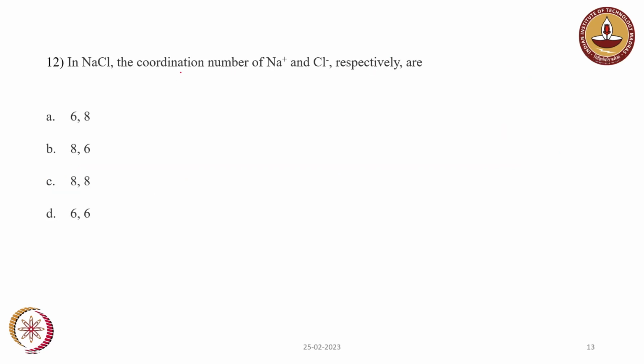Next question is in sodium chloride, the coordination number of Na plus and Cl minus respectively are. Option A is 6 and 8. B is 8 and 6, C is 8 and 8, D is 6 and 6. So sodium chloride has interpenetrating FCC crystal structure. That means Na plus cation forms one FCC and Cl minus forms another FCC, and both combine to form NaCl crystal structure. So first chloride forms FCC by occupying all corners and face centers, and sodium plus occupying all edge centers and body center. So you can draw the crystal structure.